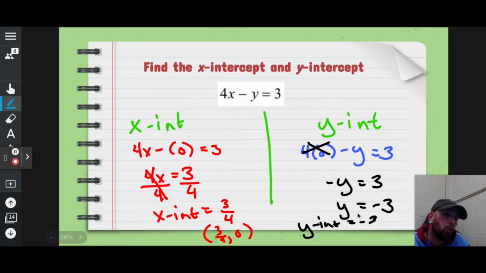What does that do from a graphical standpoint? Well, x was 0, and y ended up being negative 3, so I have the point 0, negative 3. So the x-intercept is 3/4, also known as the point 3/4, 0, and the y-intercept was negative 3, also known as the point 0, negative 3. Okay, so a little double whammy. I can't talk today with the x and the y-intercept.